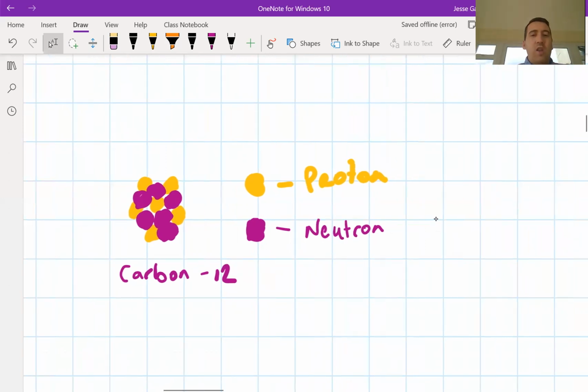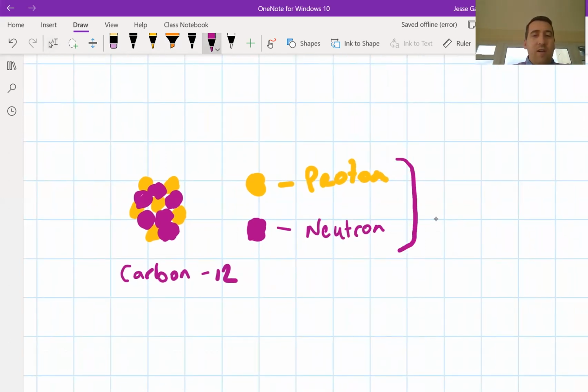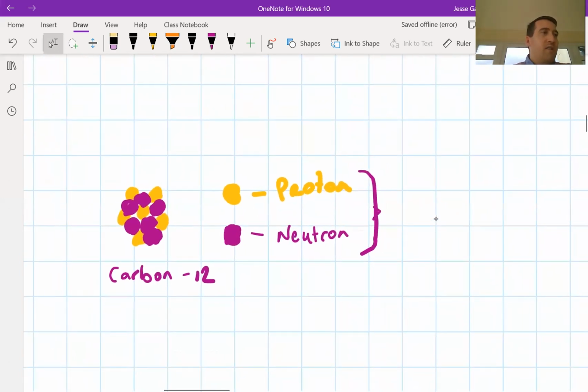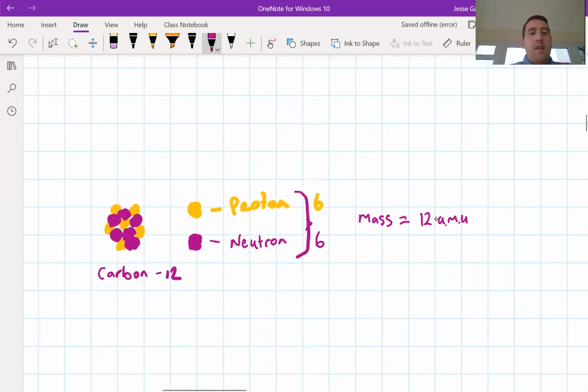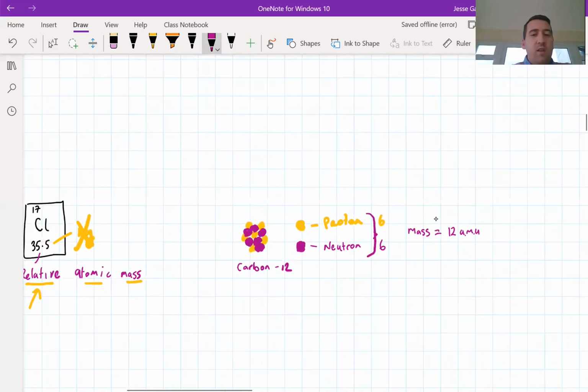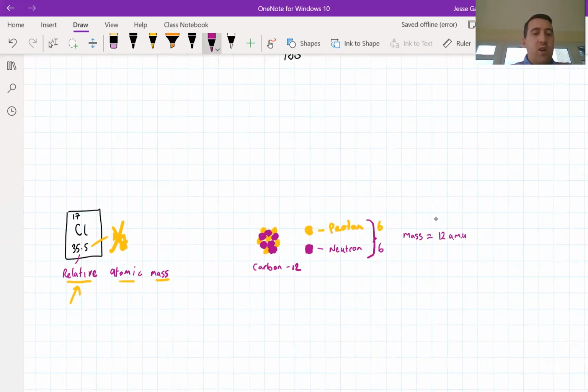Now, what we're talking about here is that we have 12 subatomic particles. The mass of the atom of carbon really relies on the fact that you've got these 6 protons and 6 neutrons. So the total mass of one of these atoms is going to be equal to 12 atomic mass units, 12 AMUs. Now, why is carbon relevant? Carbon is going to be the reference point which we compare all the other elements with.